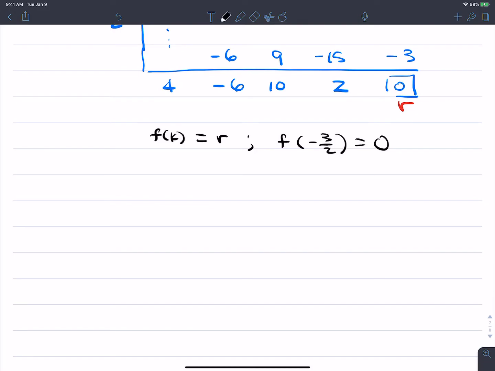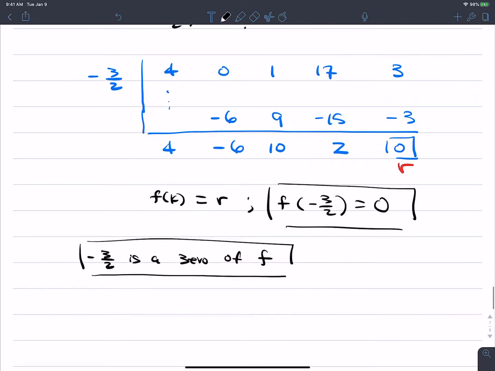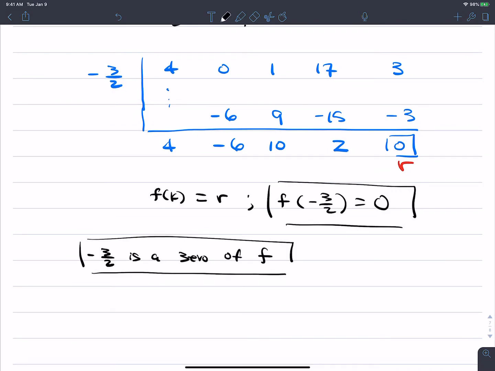So in conclusion, this is one answer they want us to get. Negative 3 halves is called a 0 of our function. And that's what they want us to know. So this is question number 21.